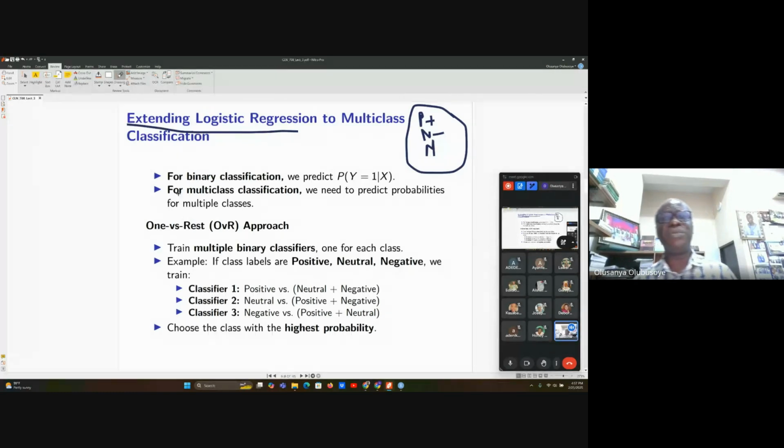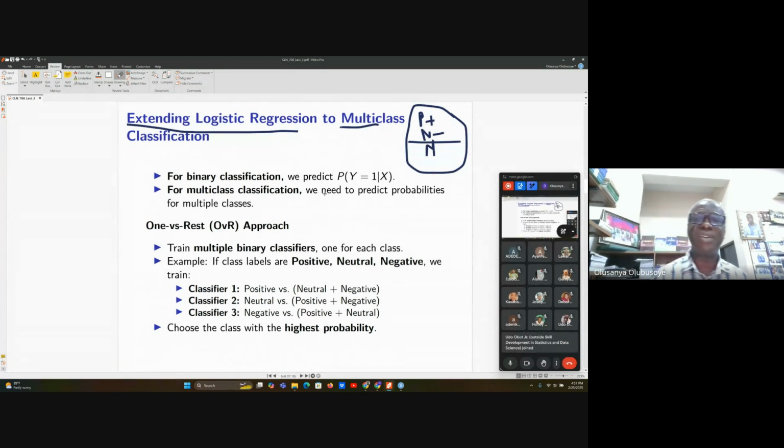When you have 2, then it's binary. When you have more than 2, then you are talking of multiclass or multinomial. So for binary, we are interested in predicting the outcome variable y when it is 1.